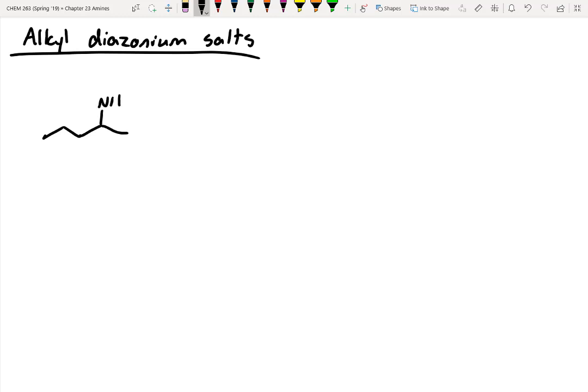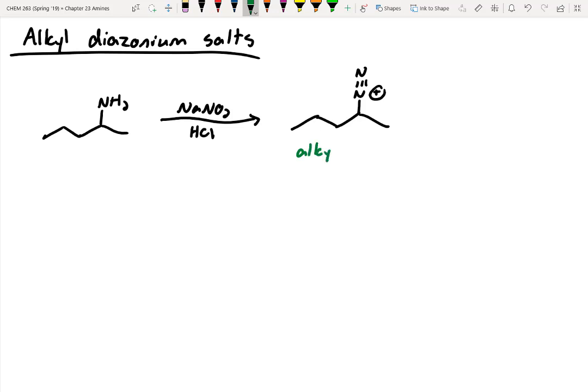All right, so let's say we've got an aliphatic amine. And we do this, we're going to convert that nitrogen to a nitrogen-nitrogen triple bond, right? This is the alkyl diazonium salt. What's the main problem with this? Explosions. So this bond's readily going to cleave, right?